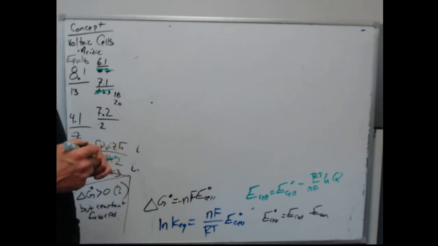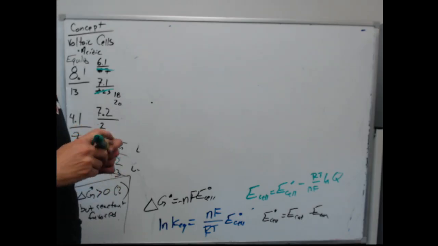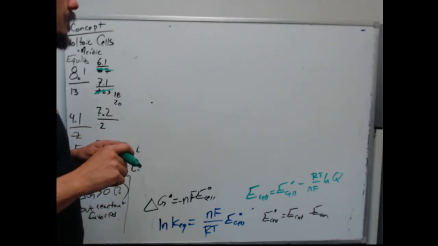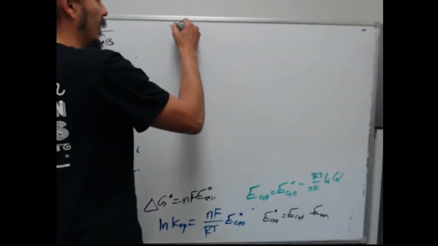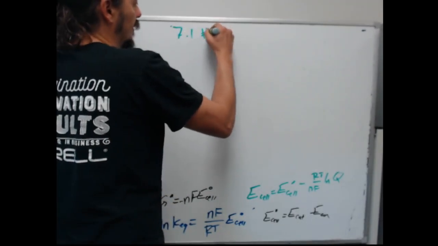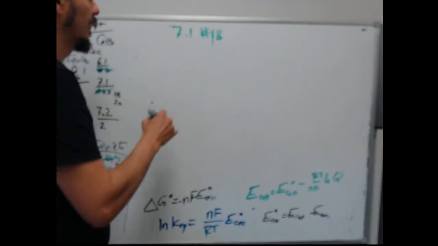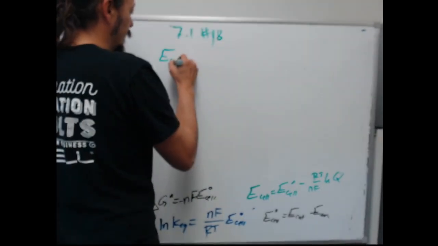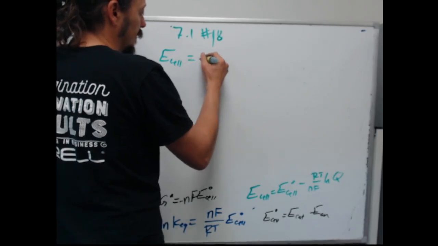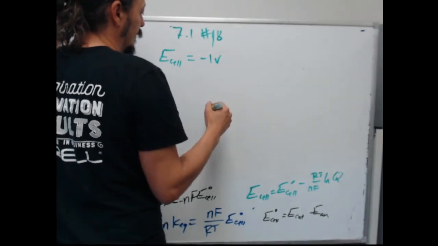It's a bit misleading to say that no reaction occurs based on E cell in the same way that delta G only determines whether a reaction is product favored or reactant favored at equilibrium, and not whether the reaction is spontaneous. We often say no reaction occurs because equilibrium lies so far towards the reactants. If E cell for a 1 electron transfer is negative 1 volts, what is K for this reaction?